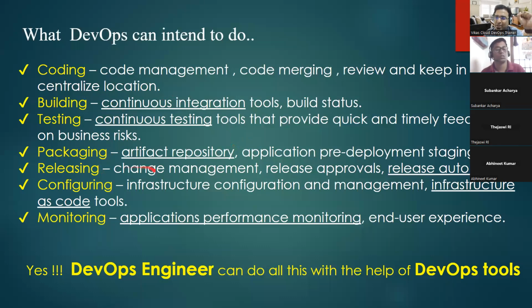Moving a code or moving a build from one place to another, or from one environment to another, is also DevOps work, and that can also be achieved with the help of the tool Jenkins itself. Jenkins has all these capabilities.